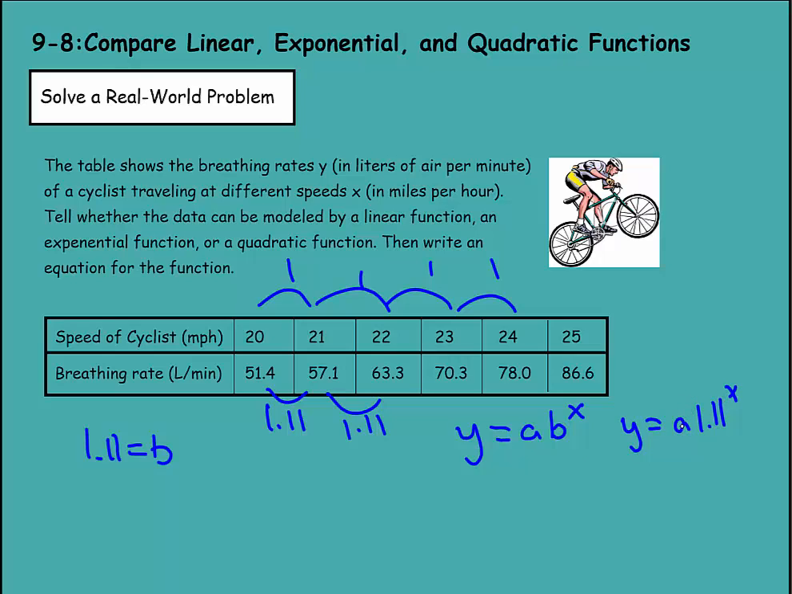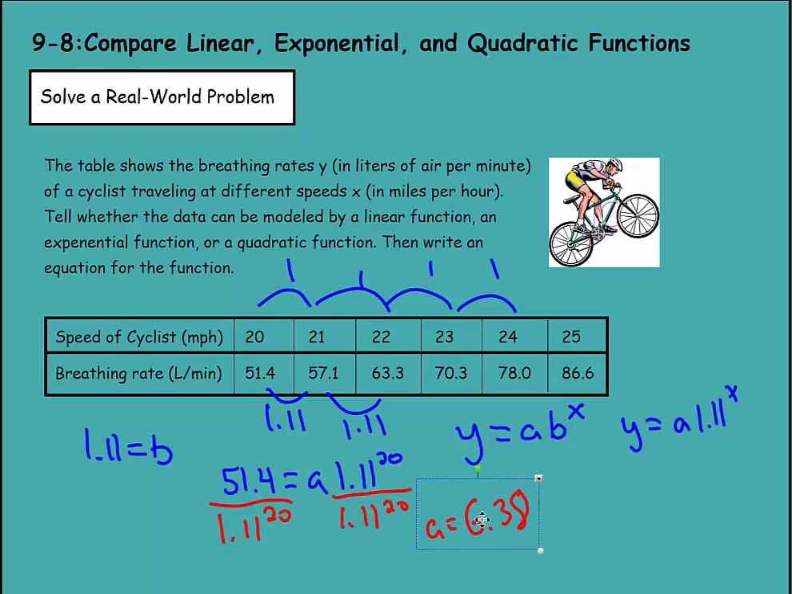Now we need to find a. And to solve that, we could plug in a value for x and y to solve for a. So let's just use 20 and 51.4. So we'd have 51.4 for y equaling a times 1.11 to the 20th power. So to get a all by itself, we can divide by 1.11 to the 20th power on both sides. 51.4 divided by 1.11 to the 20th power, that gives us an answer to the nearest hundredth of 6.38. So that's what a equals, 6.38.